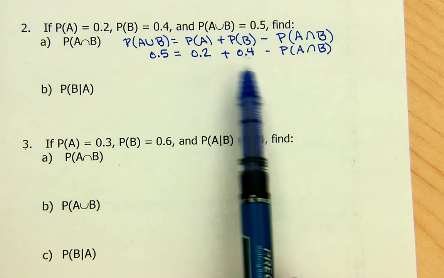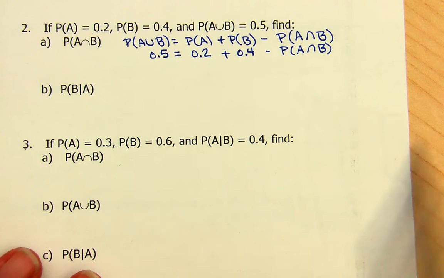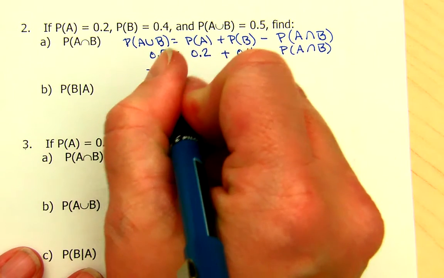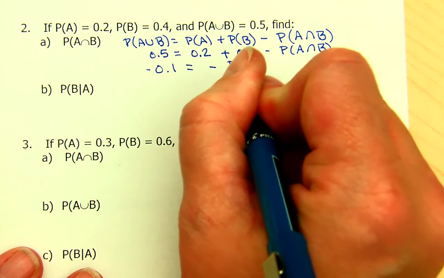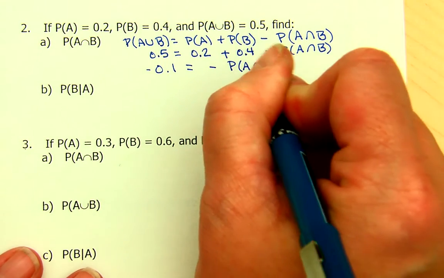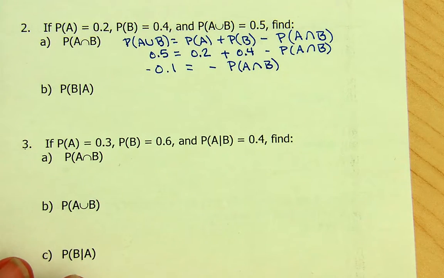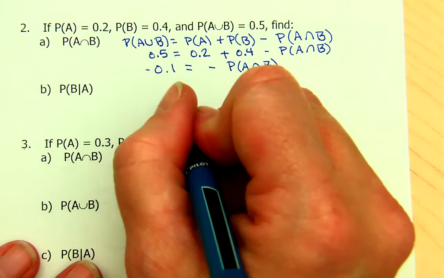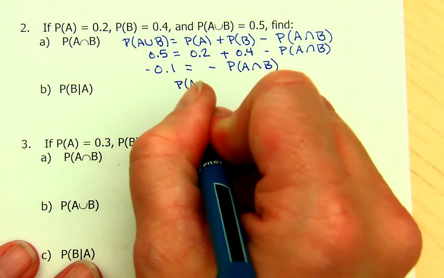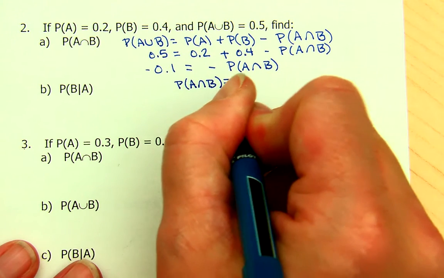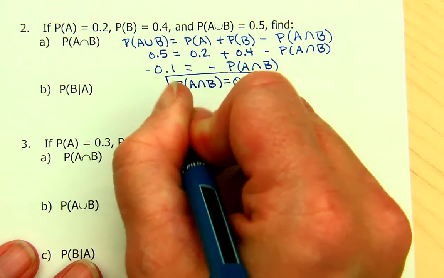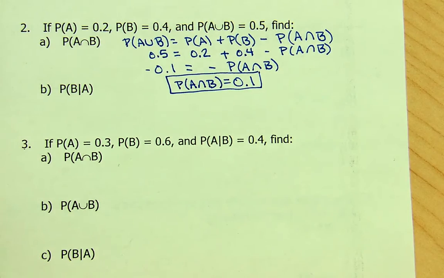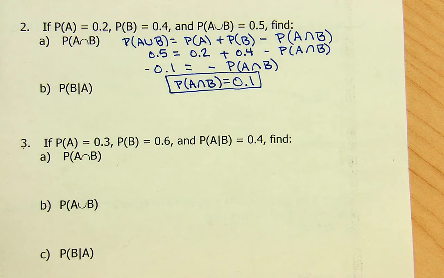If I add this 0.2 and 0.4, I get 0.6. When I subtract that over, I get negative 0.1 equals negative probability of A and B. If I divide both sides by negative 1, the probability of A and B is 0.1.